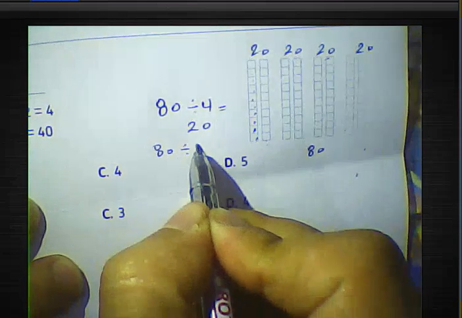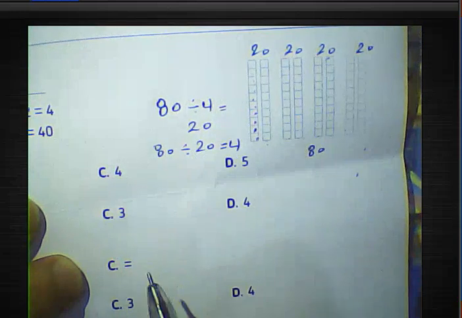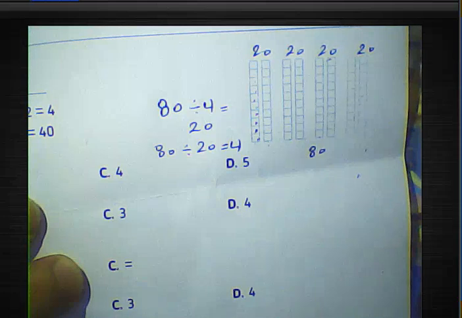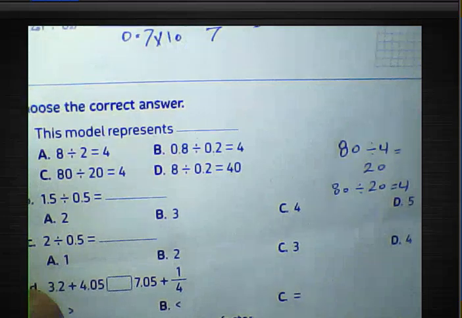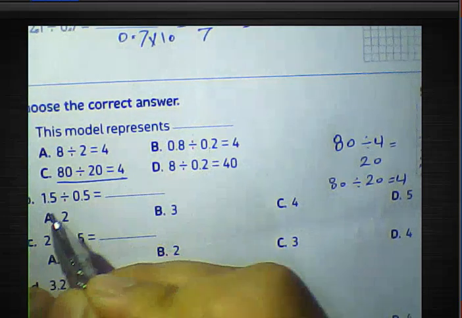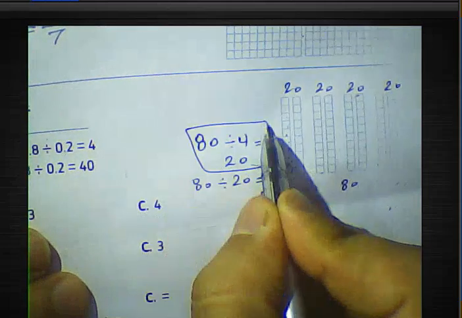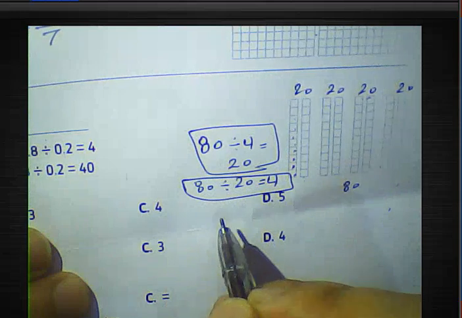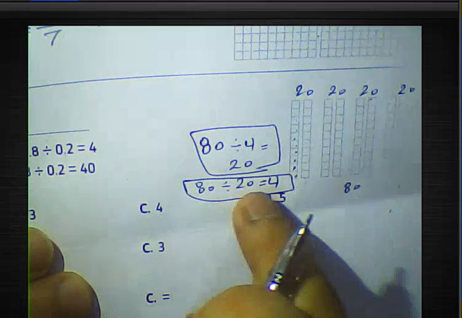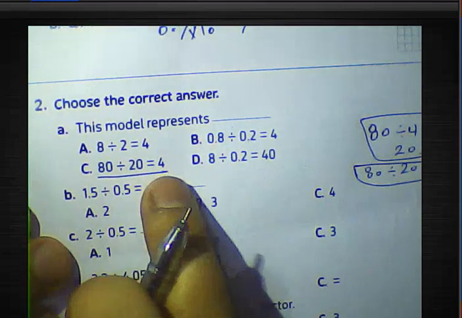Okay, or we can write 80 divided by 20 equals 4. So we must choose 80 divided by 20 equals 4. Again, we can choose 80 divided by 4 equals 20. It means 80 divided by 20 equals 4. We can replace the divisor and the quotient. Okay, so we must choose letter C, 80 divided by 20 equals 4.